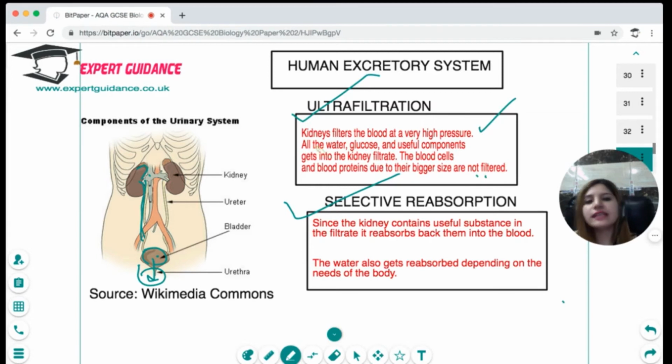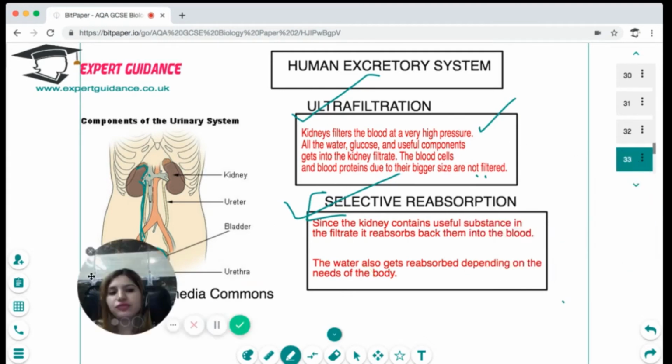Now, once these essential things are in the kidney filtrate, they need to be reabsorbed back into the blood. So this process is known as selective reabsorption, where the useful components are reabsorbed back into the blood. The water gets reabsorbed at different levels depending on the need of the body. Therefore, we call it selective reabsorption.